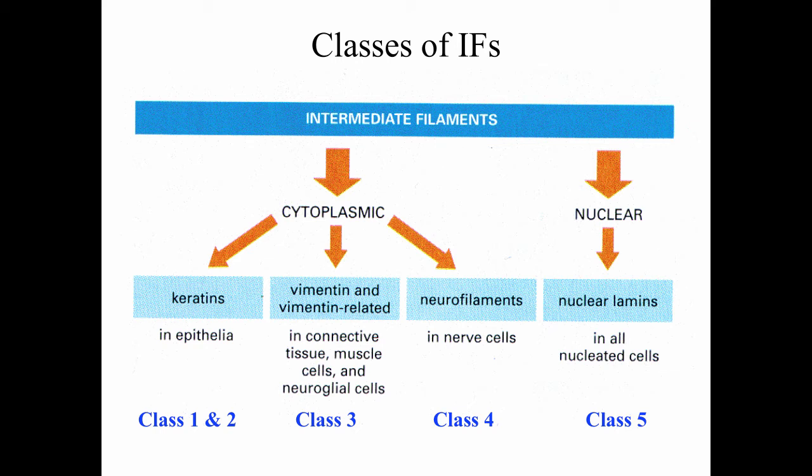So we can talk about intermediate filaments, the keratins that are uniquely found in epithelial cells. Class 1 and class 2 intermediate filaments are keratins. This is important clinically because if you've got a tumor of unknown origin, you can do cytochemical stains for the various intermediate filaments and know where the tumor comes from. For example, if you've got an undefined tumor that stains positively for keratin, you know that tumor would be of epithelial origin. Then there are vimentin and vimentin-related proteins, the so-called class 3 intermediate filaments, the class 4 intermediate filaments in nerve cells, and then the nucleolamins, class 5 intermediate filaments.